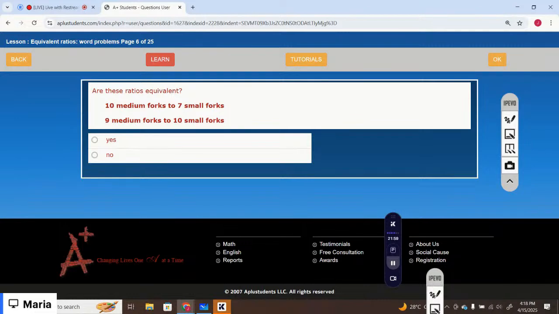Are these ratios equivalent? 10 medium forks to 7 small forks and 9 medium forks to 10 small forks. So which is the correct option? The correct option is no, they are not equivalent. Okay, you can complete the lesson by yourself. Let's just move on to the next lesson.